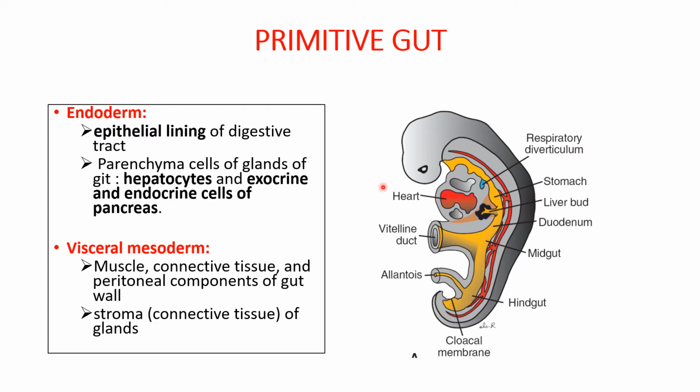Now let's see how all the portions of the primitive gut develop. The yolk sac lining was the endoderm lining which got incorporated. So the endoderm is going to provide the epithelial lining of the entire digestive tract, and the parenchyma cells of the glands of GIT, like liver and pancreas. The special cells like hepatocytes and the exocrine and endocrine cells of the pancreas are also derived from the endoderm. The visceral mesoderm is going to form the muscle, connective tissue and peritoneum part of the GIT, and the stroma of the glands of GIT will also be formed by this visceral mesoderm.